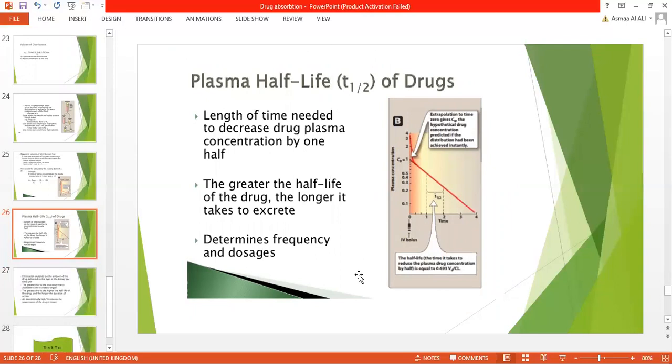Plasma half-life of the drug: the length of time needed to decrease the drug plasma concentration by one half. The greater the half-life of the drug, the longer it takes to excrete. Plasma half-life determines the frequency and dosage of the drugs.